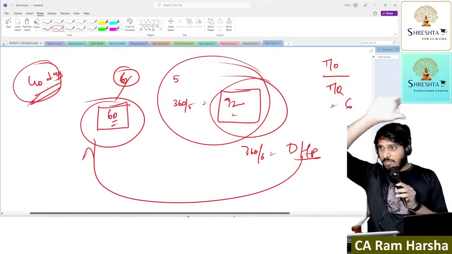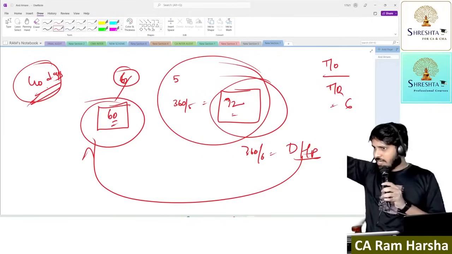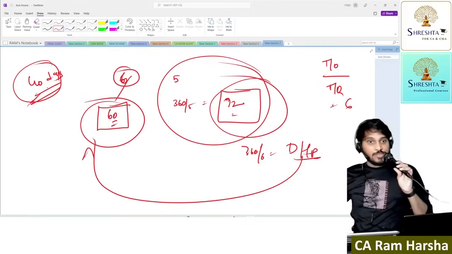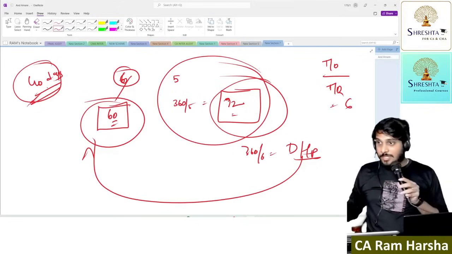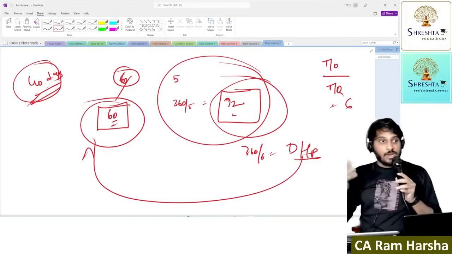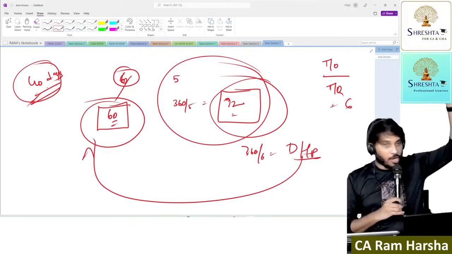But sales every month are even, more or less the same. Then why this much variation? Some long outstanding debtors might be there. What do you mean by long outstanding debtors? They were liable to pay from long ago.